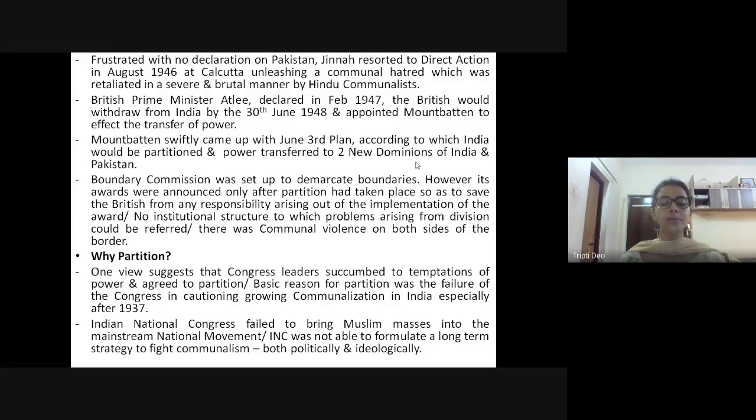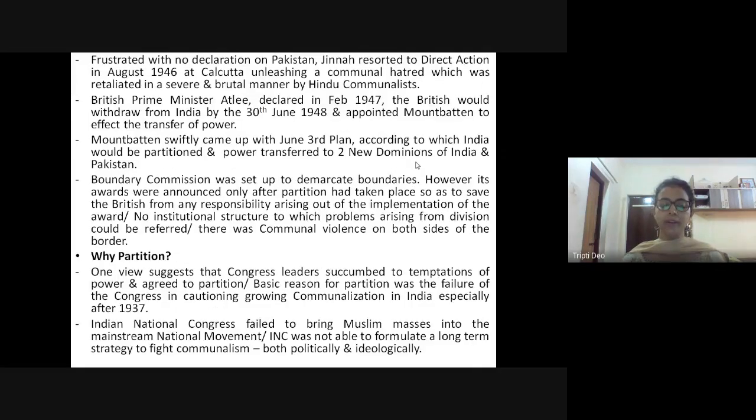The Indian National Congress was not able to formulate a long-term strategy to fight communalism, both politically and ideologically. So Congress is being blamed. Congress was blamed for partition, and that it did not really bring the Muslim masses in the national movement.